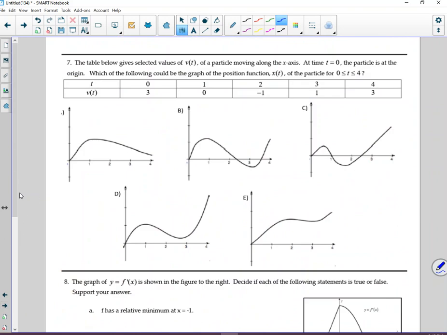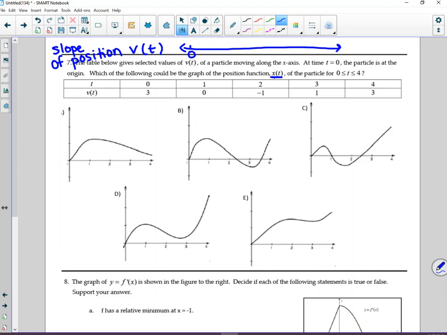Okay. Number 7. This is probably the hardest one because we have a table instead of a graph. I'm still going to make a number line for my velocity. These are position graphs. And so I need to think about what kind of velocities I have and see how that's going to tie into slopes of position graphs.